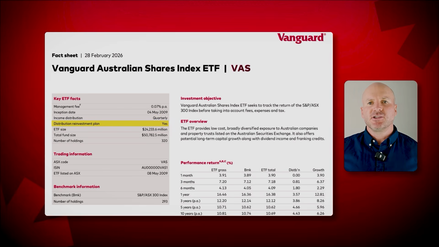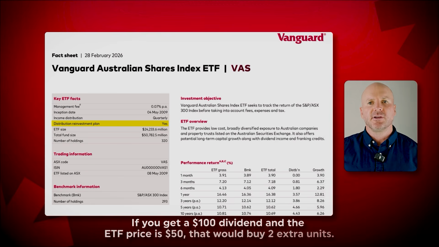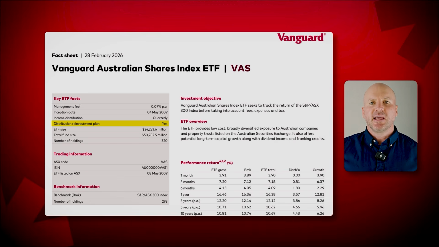Separate to that is the Distribution and Reinvestment Plan, or DRP. This lets you automatically use dividends to buy more units instead of receiving cash. For example, if you get a $100 dividend and the ETF price is $50, that would buy 2 extra units. Next time dividends are paid, you earn slightly more because you own more units. This is optional, so if it is available, you can switch it on or off.